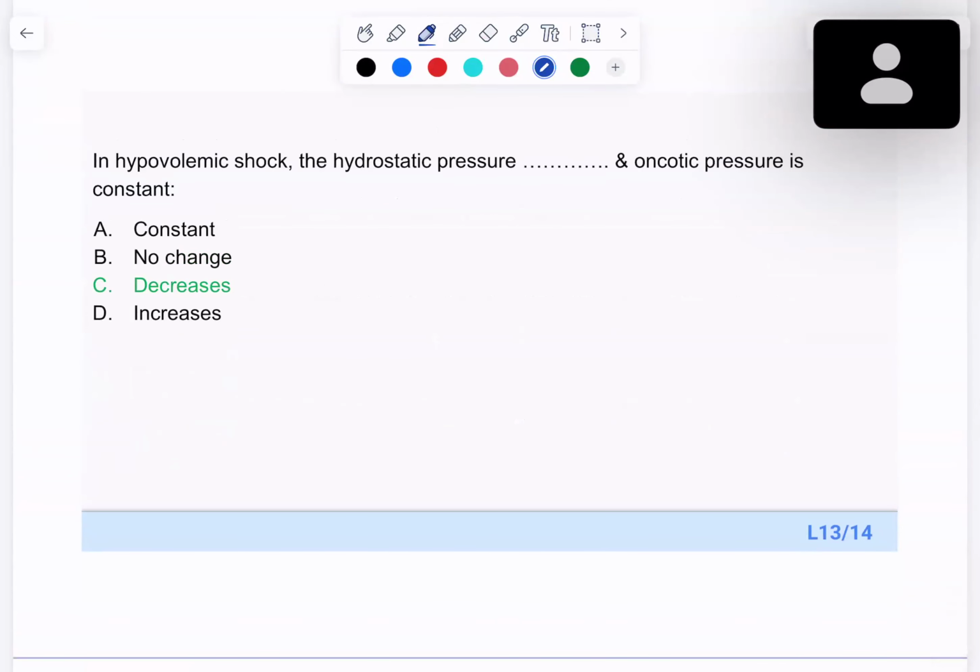C. So what does hypovolemic shock mean? Hypo means low, and volemic is volume. Hypovolemic shock means that you have a decrease in volume. This usually happens because of hemorrhage, where the patient is losing blood. And so when you have a decrease in volume, there will not be as much blood to exert pressure against the capillaries and the vessels of your body. And so the pressure against these vessels will decrease, and therefore the hydrostatic pressure exerted by the blood will decrease.